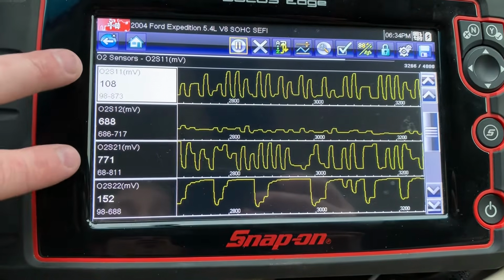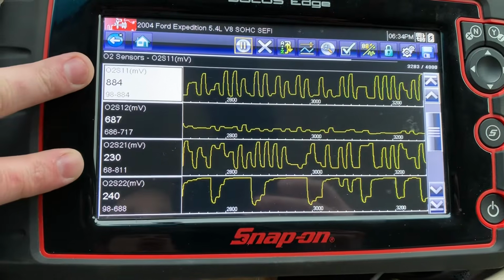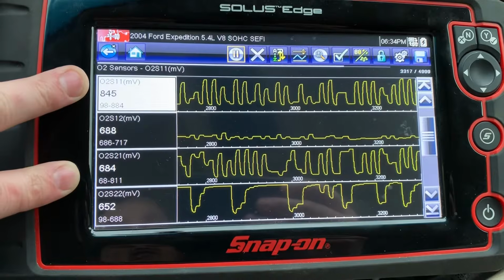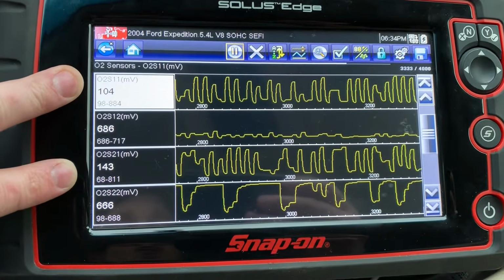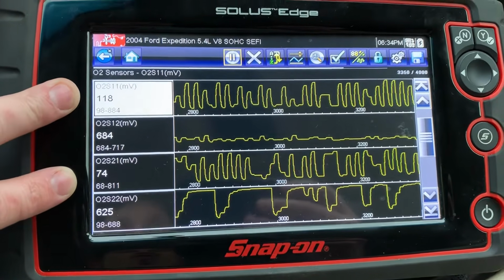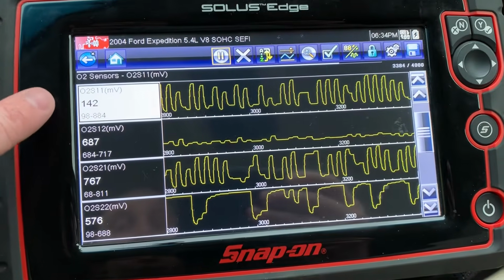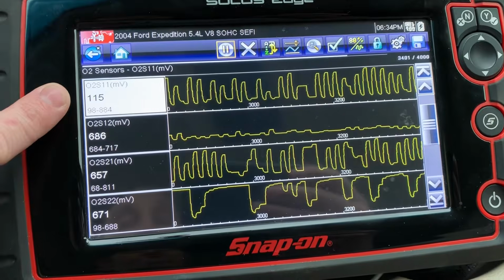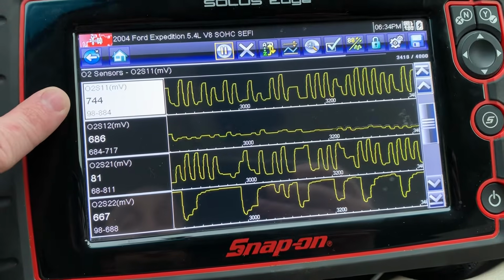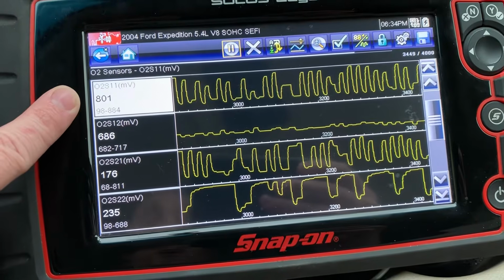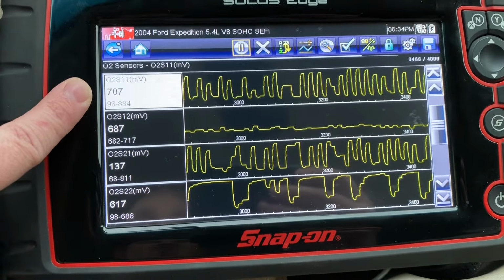So the ones that are before the catalytic converter, these two right here, their job is to feed information to the computer about what is in the exhaust so that the computer can make adjustments to our air-fuel ratio, right? So it's either adding or taking away, and the way it knows how to do that is when we're reading in the low, like 100 millivolts, it's telling the computer we're running lean, so the computer's gonna make the adjustment by adding fuel, and we should see that in our short-term fuel trims.